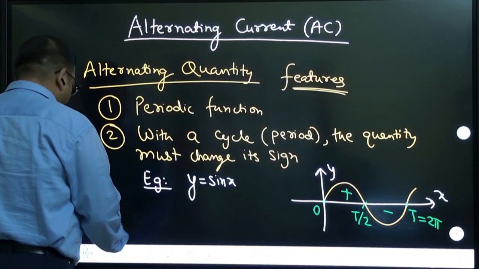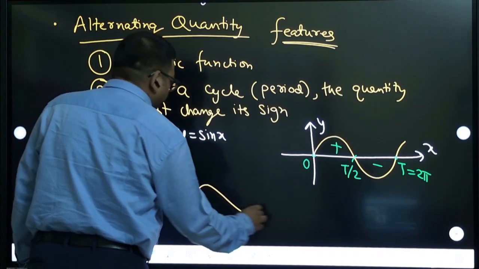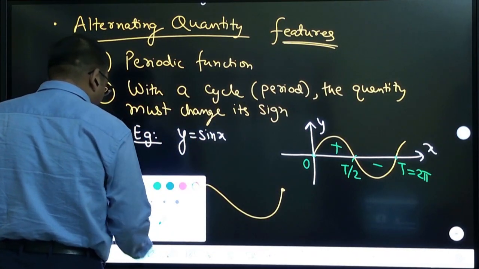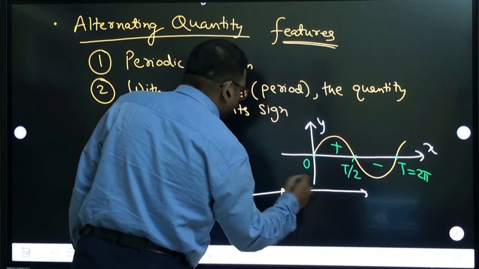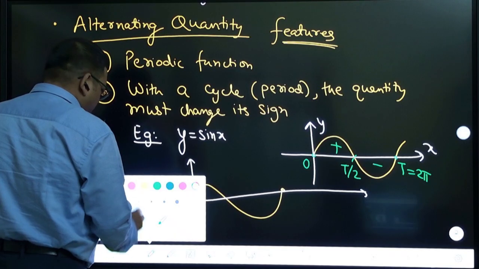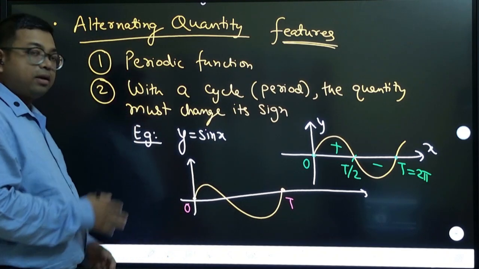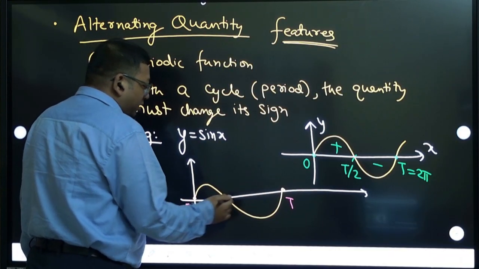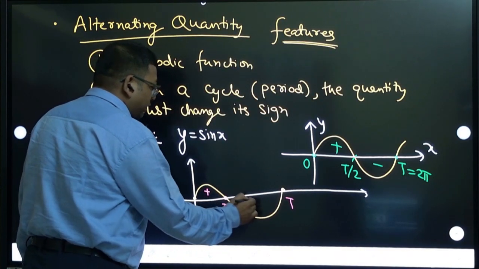For example, suppose I draw a graph which can be like this, and this graph will be repeating. This is not a sine graph, but a different graph, and this graph can repeat. If you take 0 and this is, let's say, time T, this is one cycle and the graph will repeat. But this is not half of the time, this may be one quarter also. It may be one quarter, but the sign must change within a cycle.